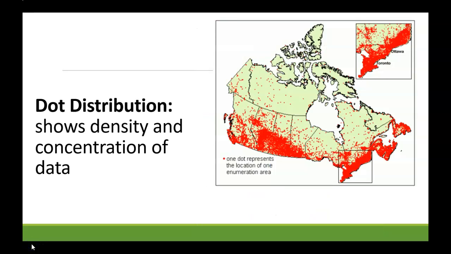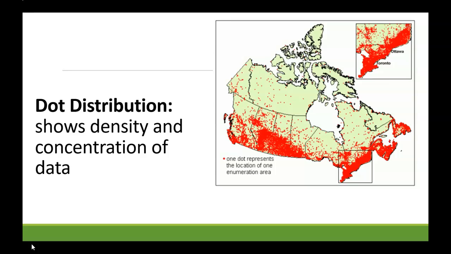The next map, a dot distribution map, shows density and concentration of data. The more frequently you see dots, the more prevalent the concentration of population. The less frequent you see the dots, the less concentration of population. You can also look at the darker the colors. Typically, population is more dense the darker the color. The lighter the color, the population is less dense.